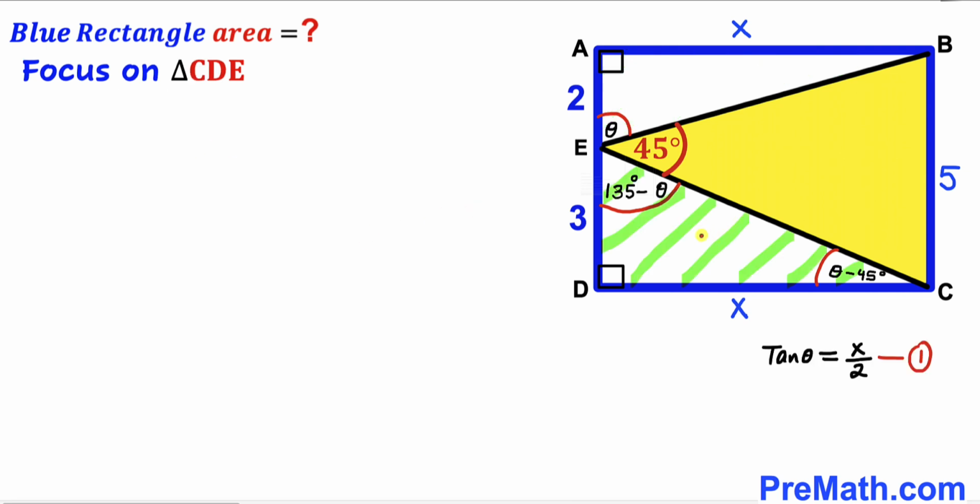Now let's focus once again on this right triangle CDE and recall the trig ratio tangent, which is always opposite divided by adjacent. For this angle theta minus 45 degrees, this side is opposite and this side is adjacent. So tangent of theta minus 45 degrees is equal to the opposite side 3 divided by x. I'm going to label this as equation number 2.